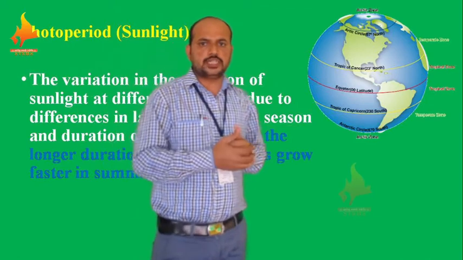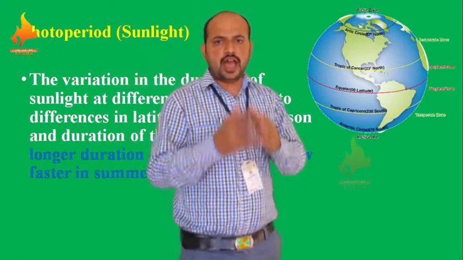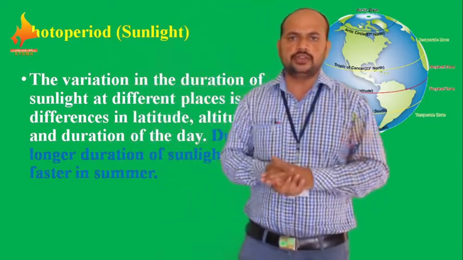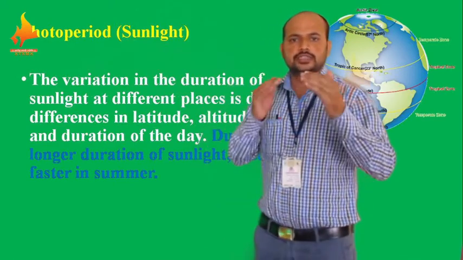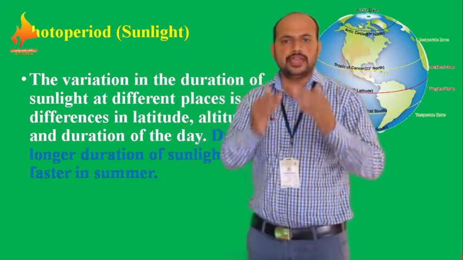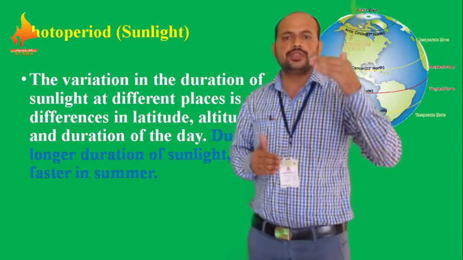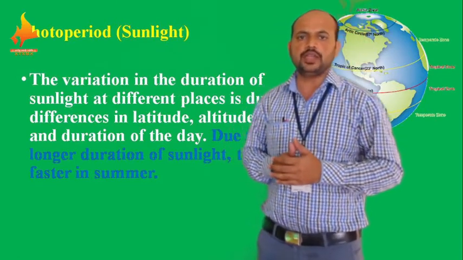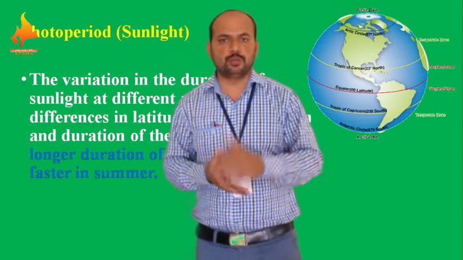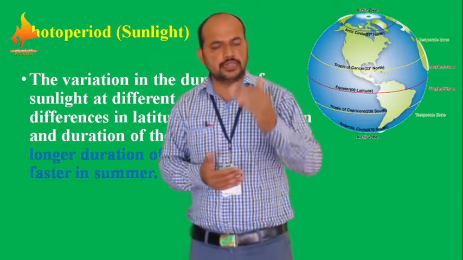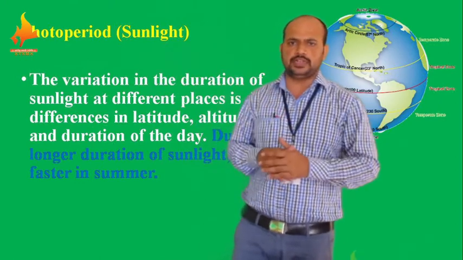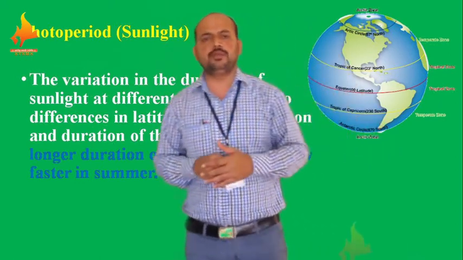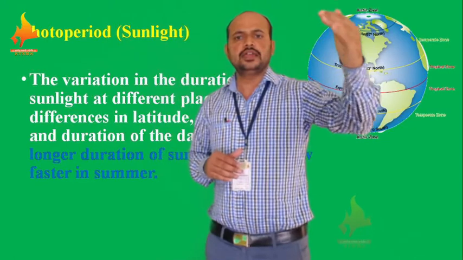On the basis of this photoperiod, we have asked one question in our chapter, that is, why do we have dense vegetation on the southern slope of Himalaya as compared to the northern slope? Because of the photoperiod we can consider. Because the southern slope of Himalaya lies in the subtropical region, whereas the northern slope of Himalaya lies in the temperate region.